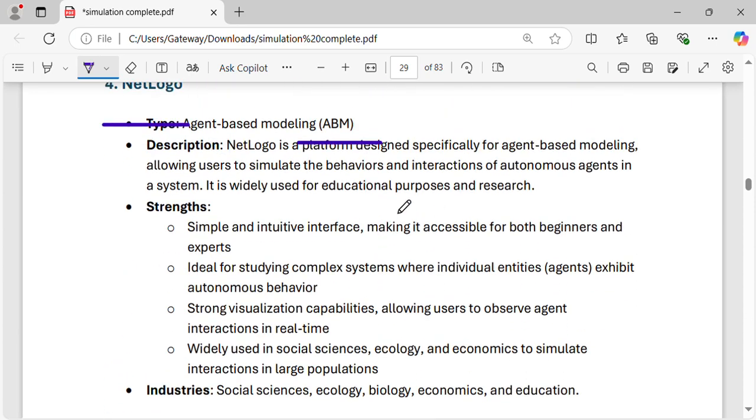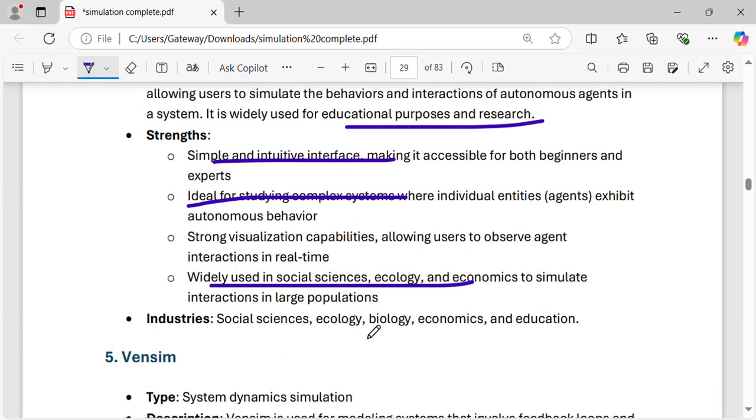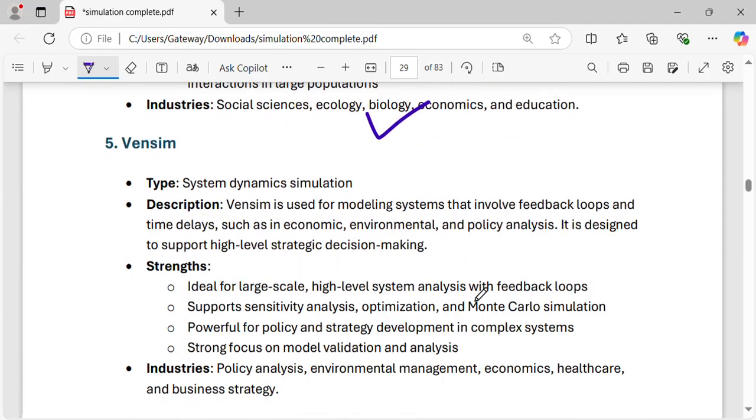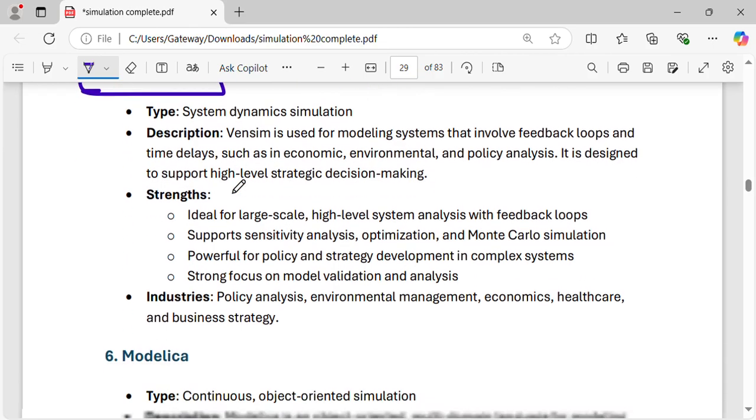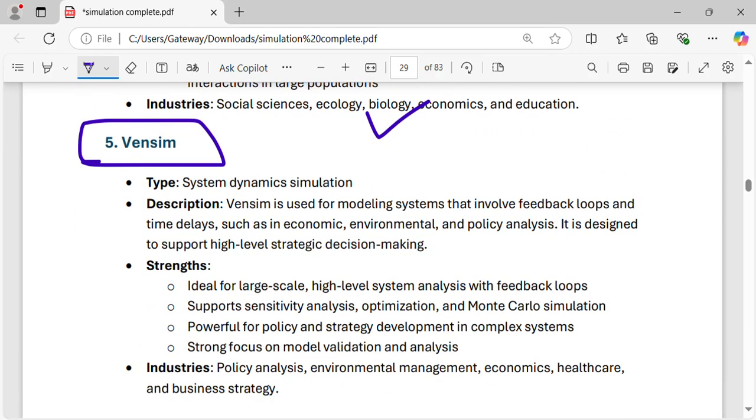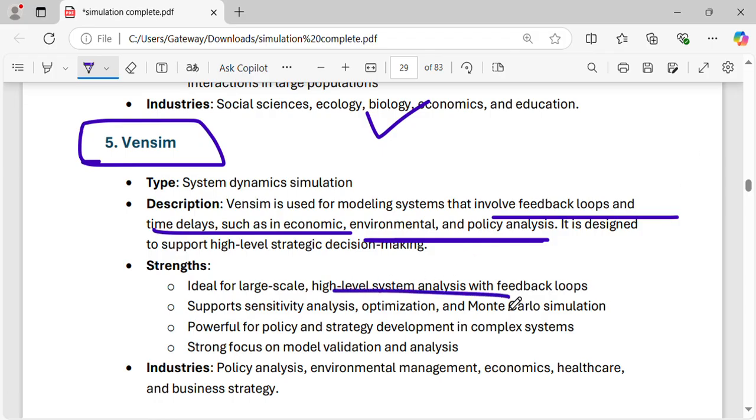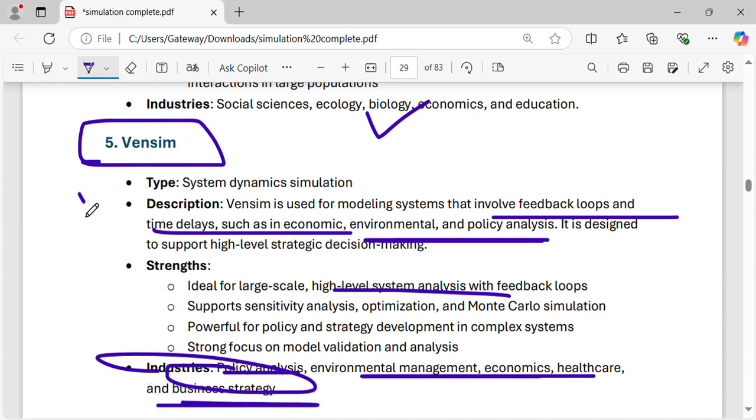It is widely used for educational purposes and research. It is simple and intuitive, and used for studying complex systems in social sciences, ecology, biology, economics, and education. We have Vensim, a system dynamics simulation. It is used for modeling systems that involve feedback loops and time delays, such as economic, environmental, and policy analysis. It is ideal for large-scale, high-level system and policy analysis, environmental management, economics, healthcare, and business strategy. Of course, business strategy is really important in Vensim.